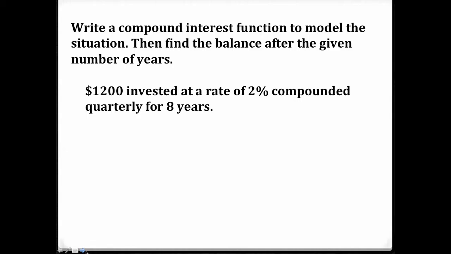Okay, so this time I would like you to write the compound interest function for a $1,200 initial investment, and the interest rate is 2% compounded quarterly over a period of 8 years. Write the function and then calculate the amount. You are probably going to need to pause the video here for a minute.